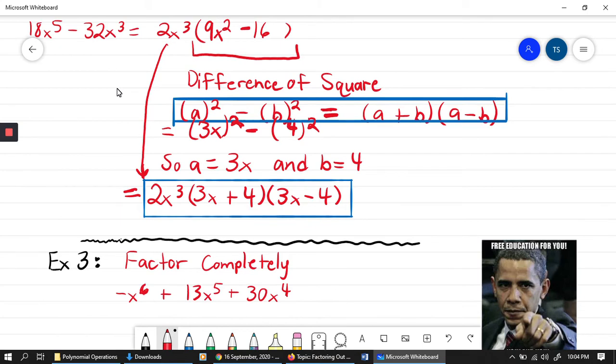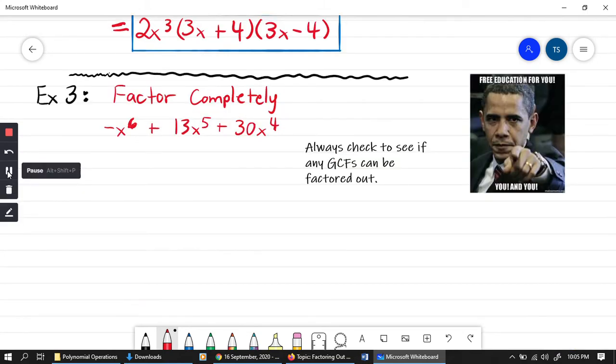So with any type of factoring expressions, you should always check to see whether or not there are any GCFs. Because if it is possible to factor out any GCFs, then you should do it, because it's going to make it easier on you. So in this case, when we're checking to see if any GCFs can be factored out, it looks like these definitely have a GCF.